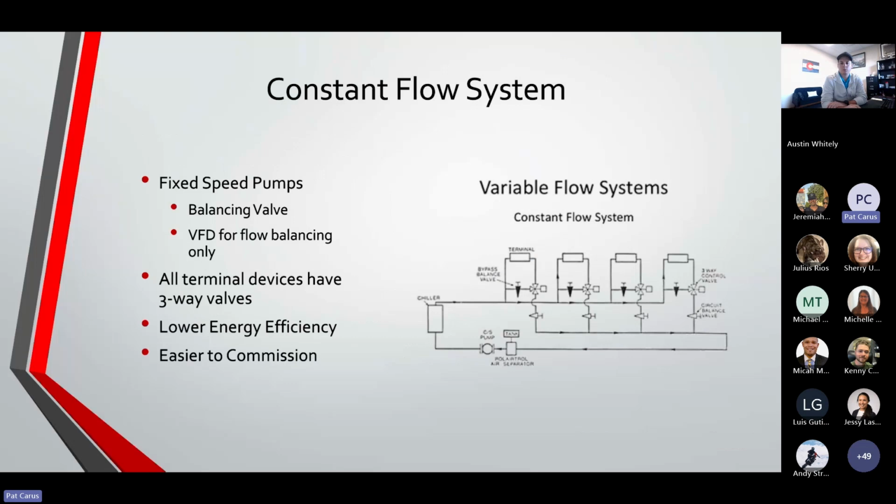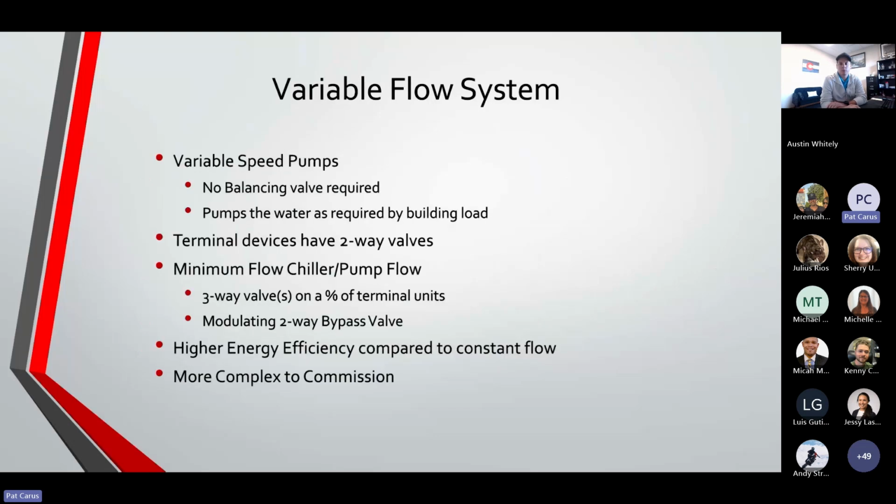Typical old constant flow system would have fixed speed pumps, a balancing valve, and a VFD for flow balancing only. In this case, they would have terminal devices with 3-way valves, generally lower energy efficiency, but they're easier to commission. But anymore, the new systems, and particularly the modular systems that Multistack invented, do require or actually function better. You can still do a modular machine with constant flow, but it's going to perform better, have higher energy efficiency if you employ the principles of variable flow analysis.